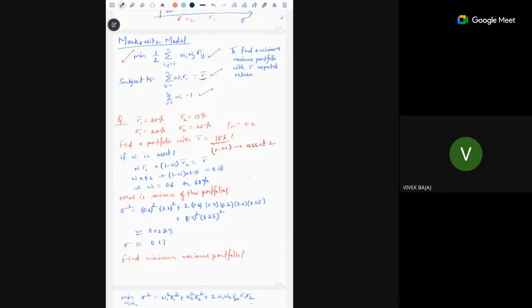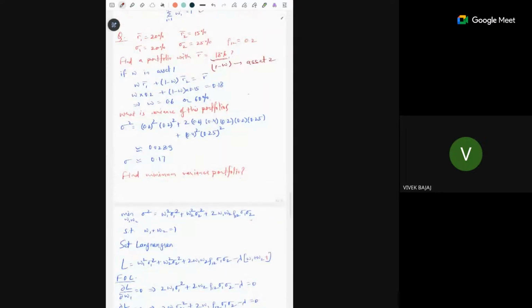Now, you got the weights: for asset one you got 60%, so W equal to W1, let's suppose, and W2 will be 40%. So you can calculate this, which is the expected portfolio return. Then it asks you to calculate the variance of this portfolio.